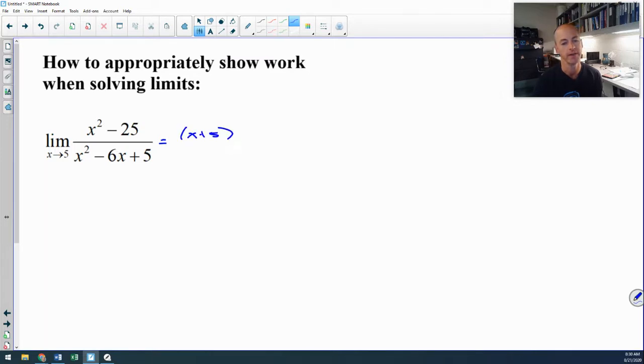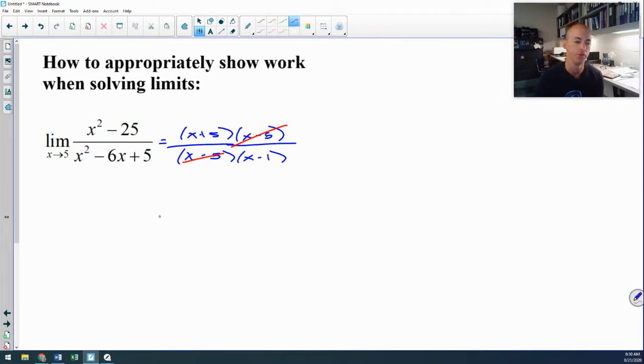So I have x plus 5, x minus 5. Whoops, that goes on top here. X minus 5. And then in the denominator, x squared minus 6x plus 5 is x minus 5, x minus 1. And so I'm looking at that and I see, there's my cancel terms. I had a 0 over 0. I knew something would cancel. So now I'm canceling my x minus 5s.